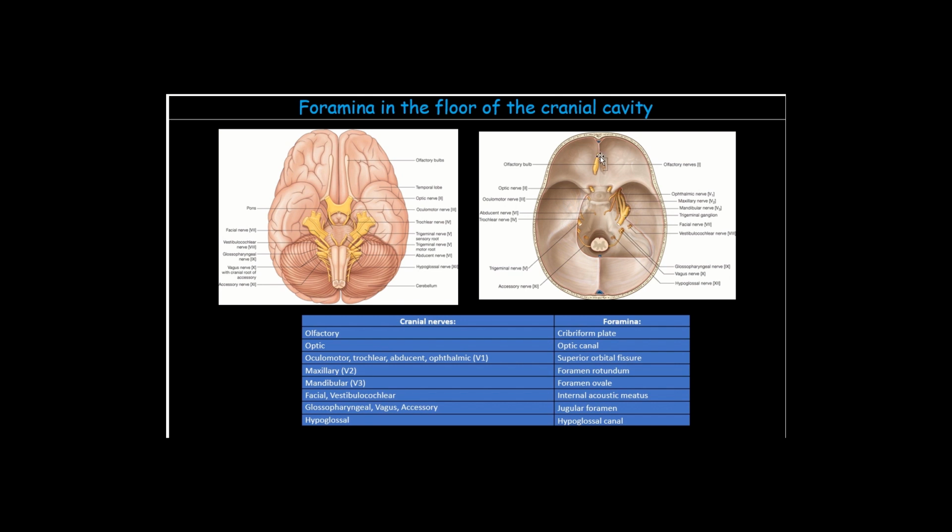So what you can see is that the nerves originate from the base of the brain in a sequence from front to back, and they're going to be passing therefore through the foramina in a sequence, which makes it easier to remember which nerves are going to pass through which cranial nerve foramina.